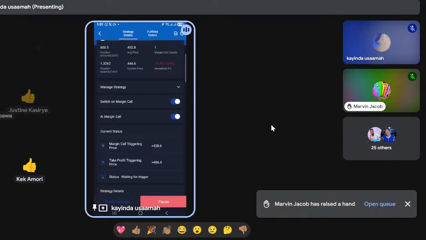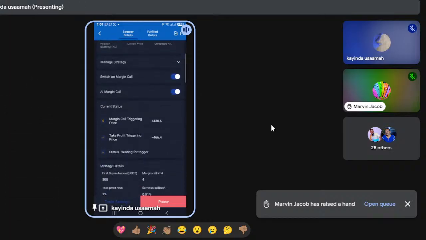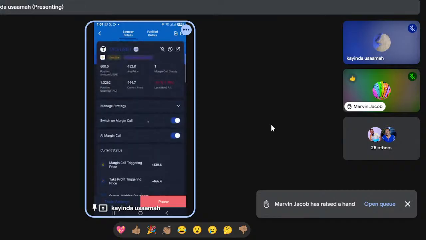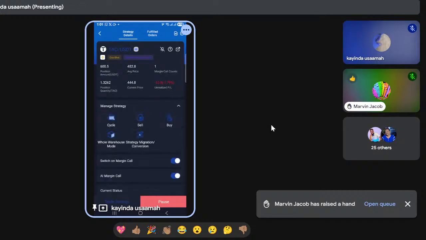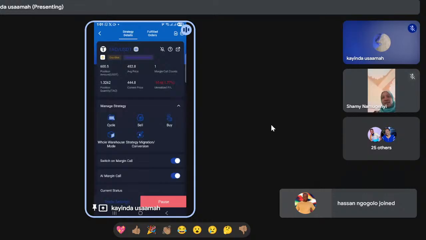Now we are going to read about the managed strategy. What is the managed strategy? The first button here, okay? The next buttons I'm going to be talking about, we call them action buttons. The first one is cycle. What is cycle? Cycle means if the robot sells this coin, it will buy it again. It never goes out of that trade. It keeps buying and selling, depending on the settings you give it.